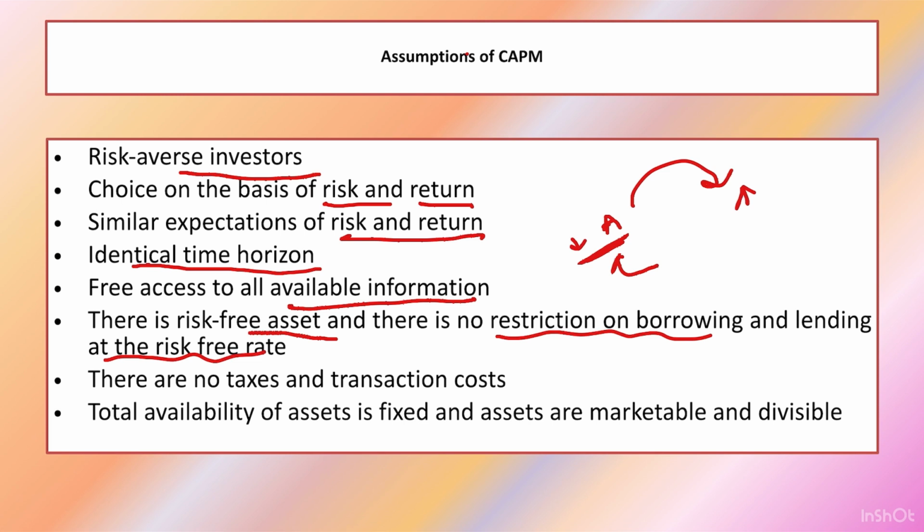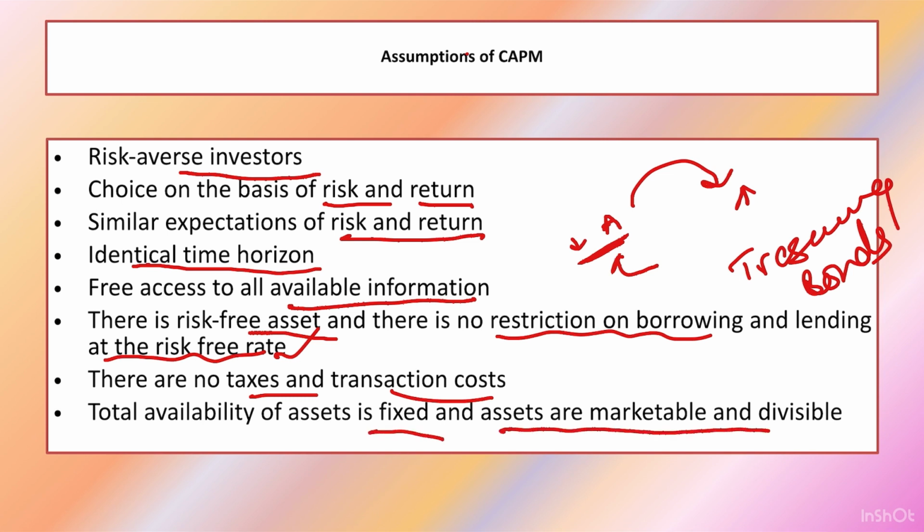The next important assumption is that there are risk-free assets and there is no restriction on borrowing and lending at the risk-free rate. Now, what are risk-free assets? These are things like treasury bills and government bonds that have minimal risk and your returns are almost assured. This is the meaning of risk-free assets. So, in CAPM, you have risk-free assets. Then there are no taxes and transaction costs. Then the total availability of assets is fixed, and assets or securities are marketable in stock exchanges and are easily divisible.